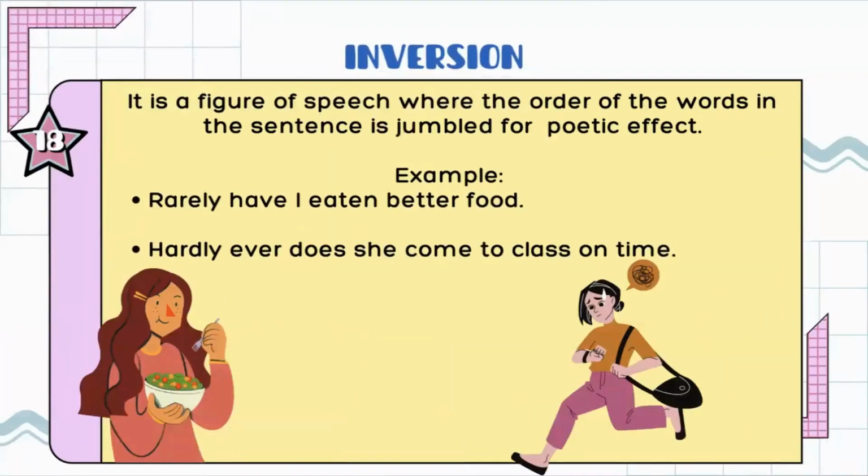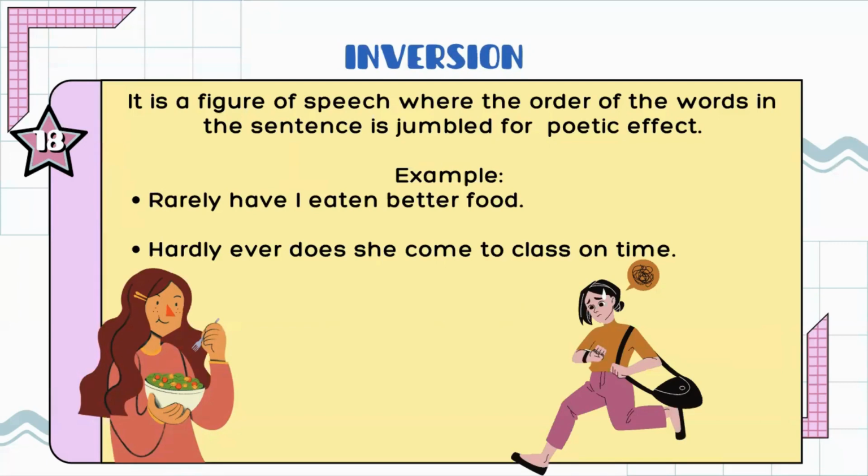Let's move on to the next figure of speech, that is inversion. It is a figure of speech where the order of the words in the sentence is jumbled for poetic effect. Here in inversion, the prose order, which we usually use, that is subject, verb, and object, is jumbled up. In inversion, one might put the adjective after the noun, or the verb before the subject, or the noun before the preposition. An author may occasionally use inversion to make a line rhyme with the previous one.